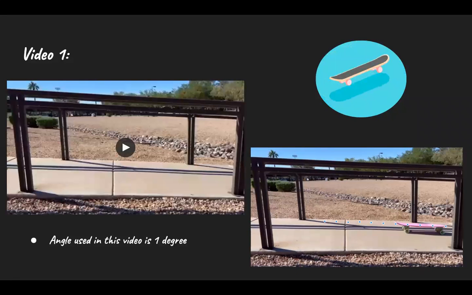Here we have our video number 1, which has the angle of 1 degree. As a group, we decided to plot the points at the same place, which was at the tip of the skateboard as it went moving, so that it would allow us to determine a position and velocity versus time graph. And this was applied to both of our videos. Here I will play this for you really fast.